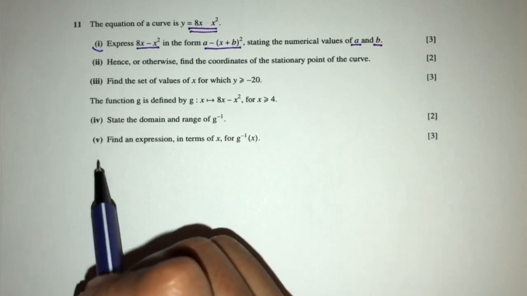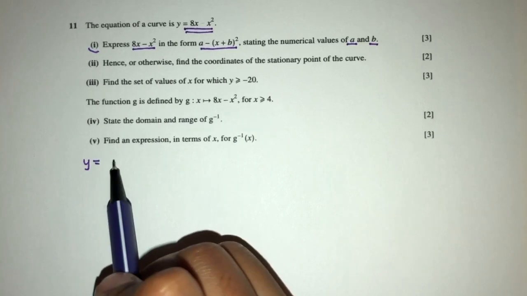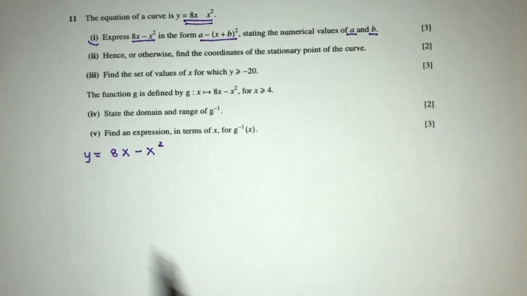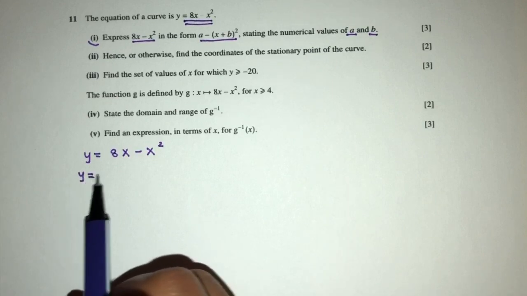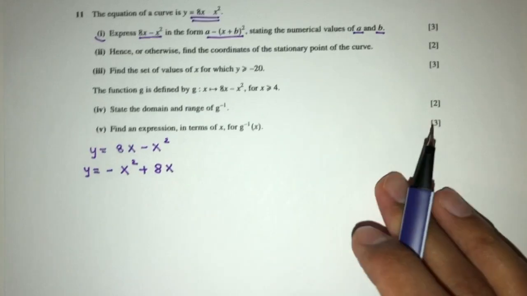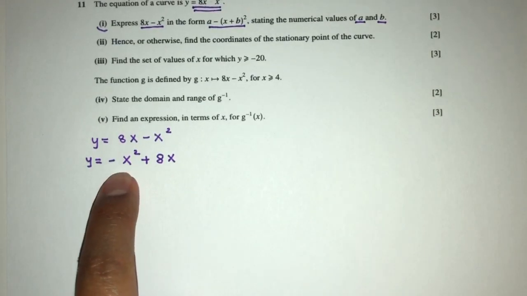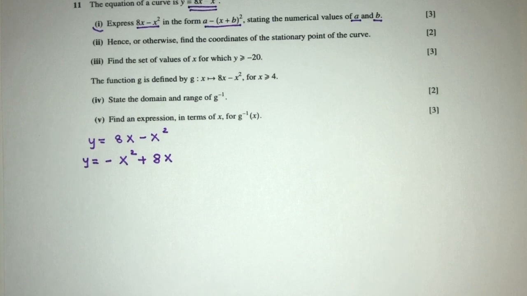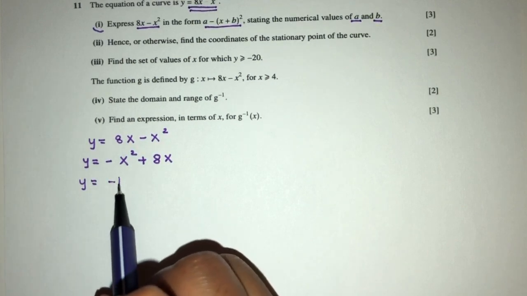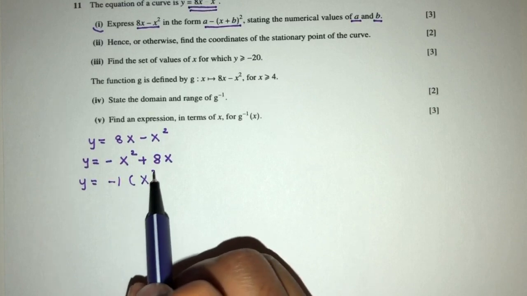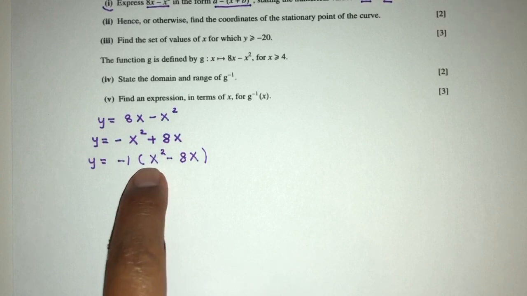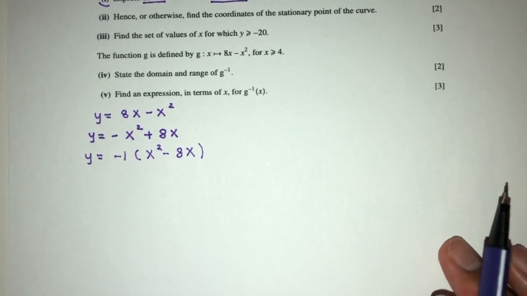So first thing first, we have y equals 8x minus x squared. Now, we have to rewrite this as minus x squared plus 8x. We first verify that the coefficient of x squared is 1. Here it is minus 1, so we have to factorize out minus 1. So y will be minus 1 outside, and inside you will have x squared minus 8x. Now we can proceed, because we have 1 here.